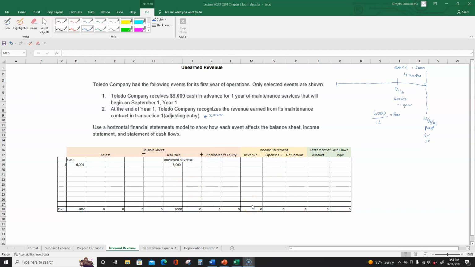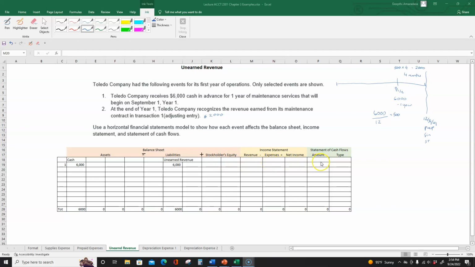Now let's look at the income statement. Did this transaction affect the income statement? No, it did not. We didn't have any revenues, nor did we have any expenses. So it did not affect the income statement. Unearned revenue is not a revenue, it is a liability, as we talked about a minute ago.